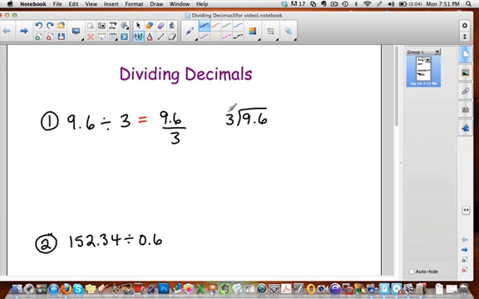When you're dividing decimals, you want this to be a whole number. It is right now, so I don't have to worry about it. This number underneath the bracket can be a decimal, no problem at all. In fact, it's kind of nice because this means that the decimal is going to be right here in my final answer. So then I go about my regular division.